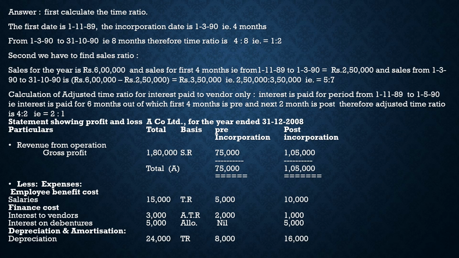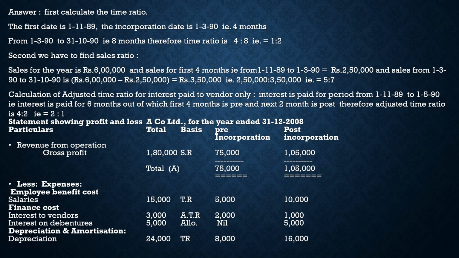The second, we have to find your sales ratio. I told you sales for the year is 6 lakh and sales for the first 4 months is given as 2,50,000. Out of 6 lakh, 2,50,000 is for the first 4 months. What will be for the remaining 8 months then? 3,50,000. So that will be your sales ratio, that is 5:7.